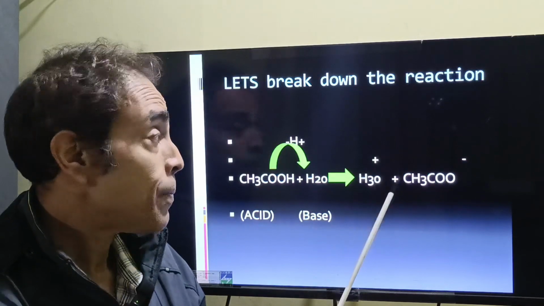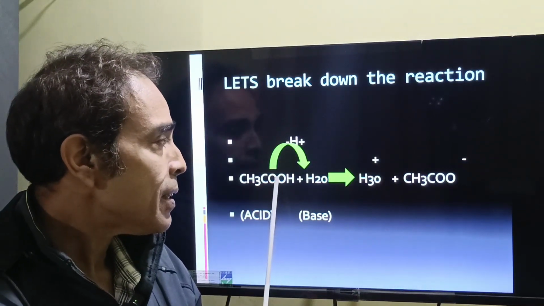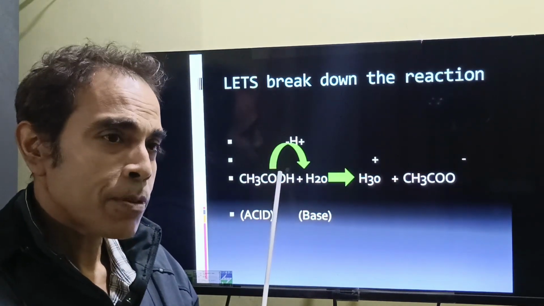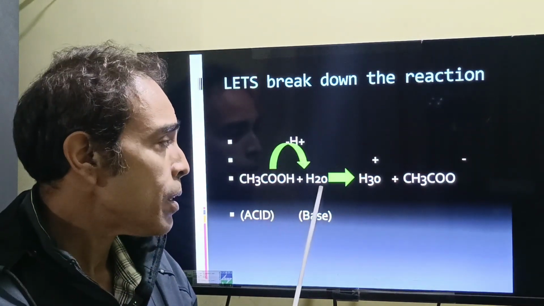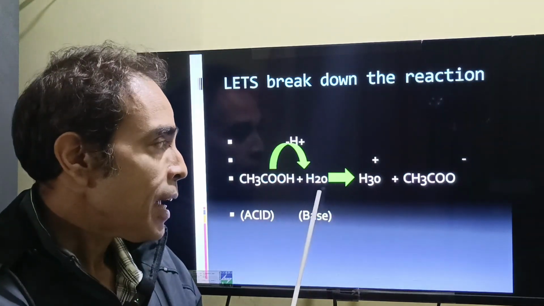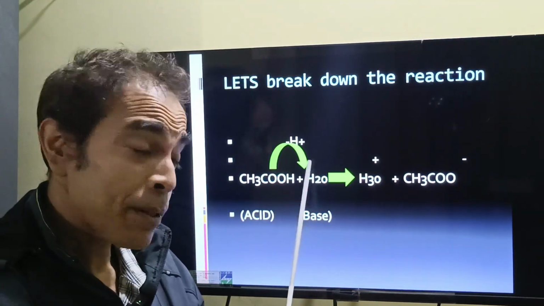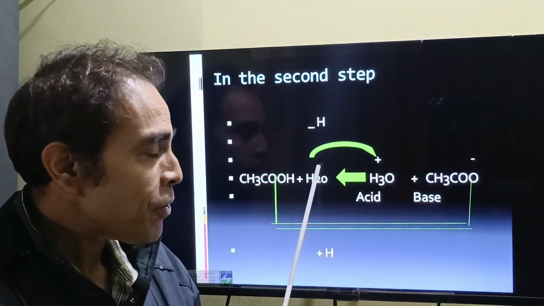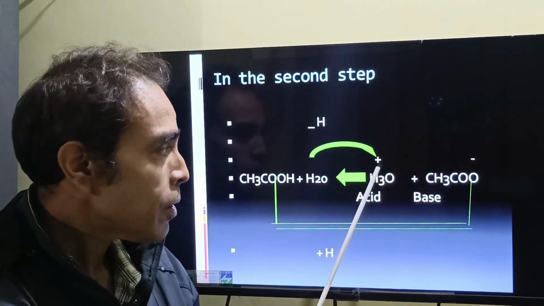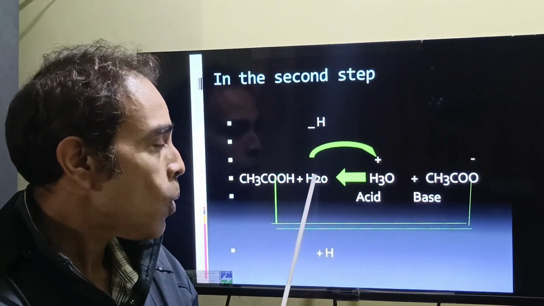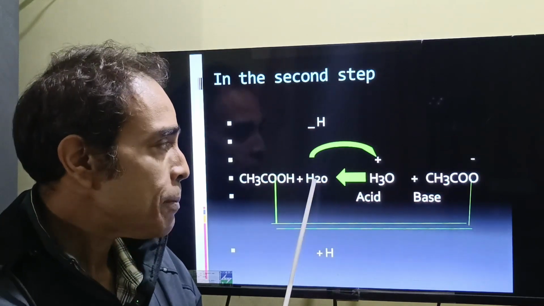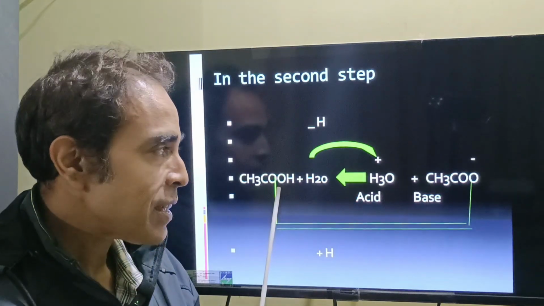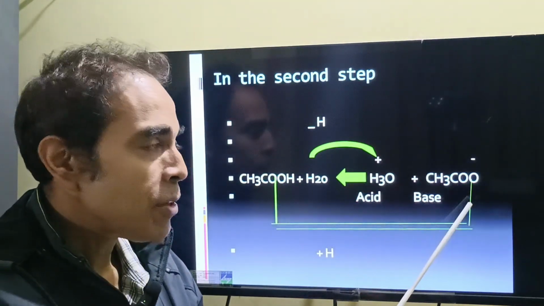So let us break this reaction down. In the first step, acetic acid donates the hydrogen ion to water. According to the definition, an acid is a substance which donates the hydrogen ion. Because acetic acid has donated the hydrogen ion to water, it is an acid, and the water, because it accepted the hydrogen ion, becomes a base. In the second step, it goes to the backward reaction. Now the hydronium ion, H3O+, donates the hydrogen ion, so it becomes an acid, and the acetate ion accepts this hydrogen ion to form acetic acid, so it becomes a base.